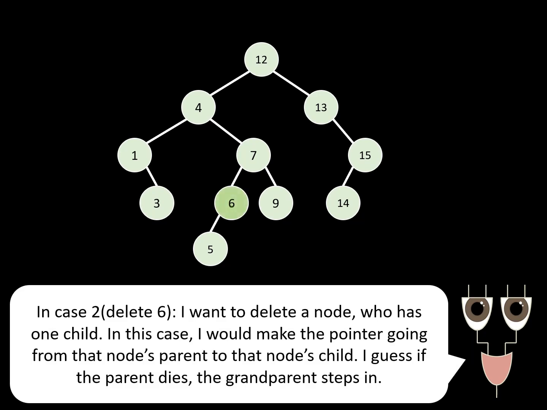In case 2, such as deleting 6, I want to delete a node who has 1 child. In this case, I would make the pointer going from that node's parent to that node's child. I guess if the parent dies, the grandparent just steps in.